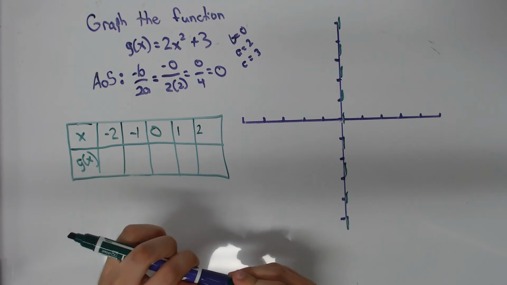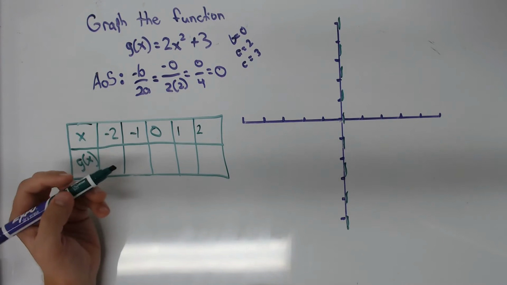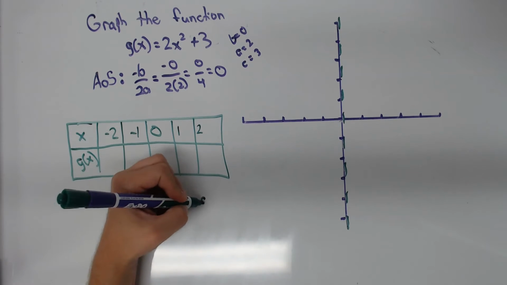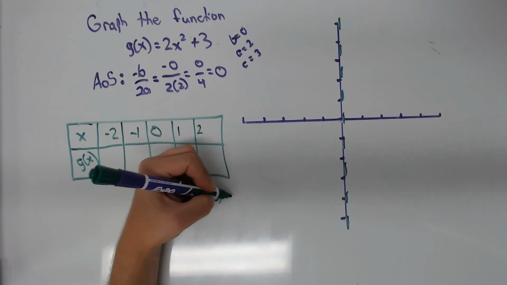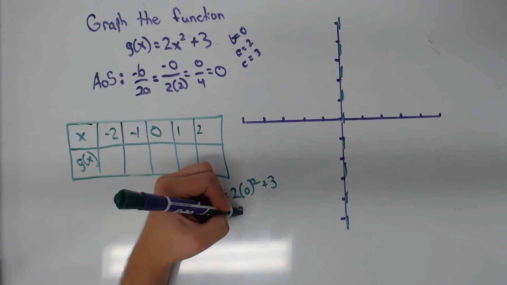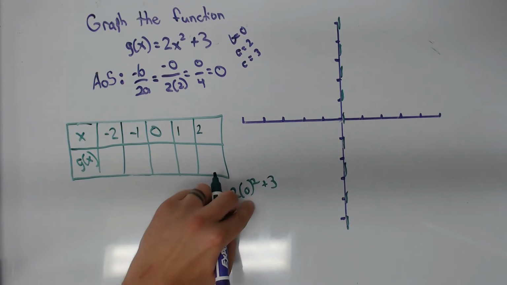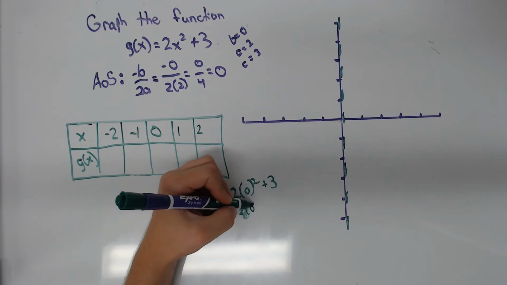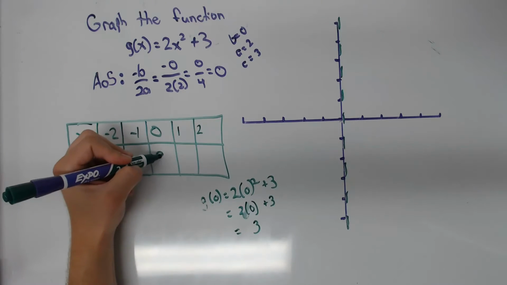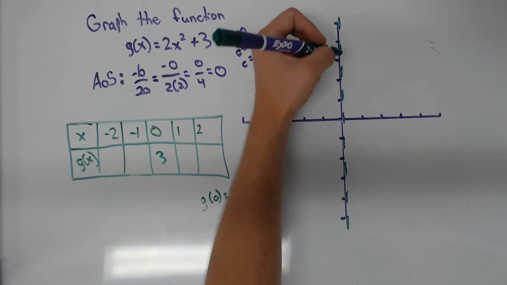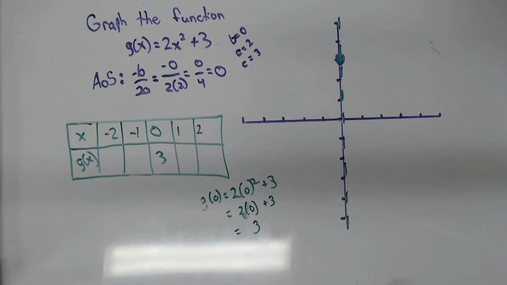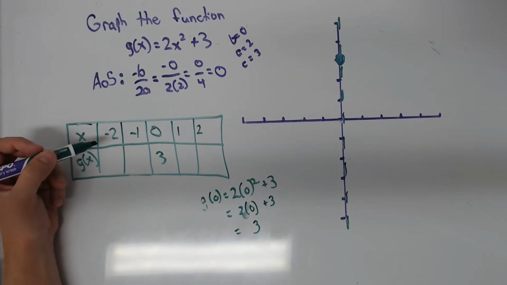So we really only need to plug in one number as long as we're smart about what the stretch means, that A value. So the only number I really need to plug in is 0, g of 0. 2 times 0 squared plus 3. 2 times 0 is just 0. So the first point is 0, 3.